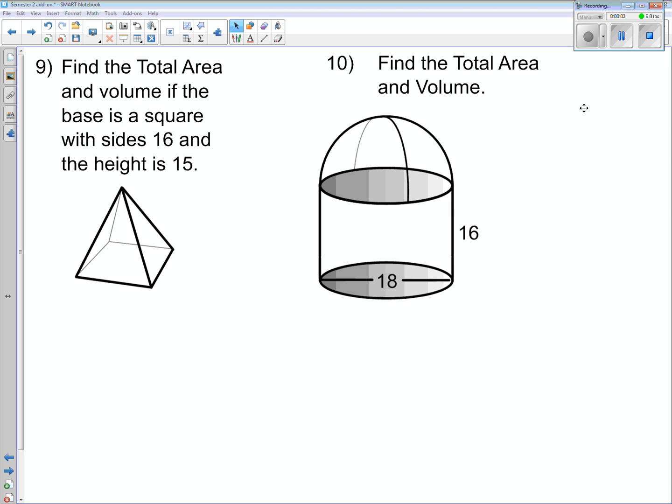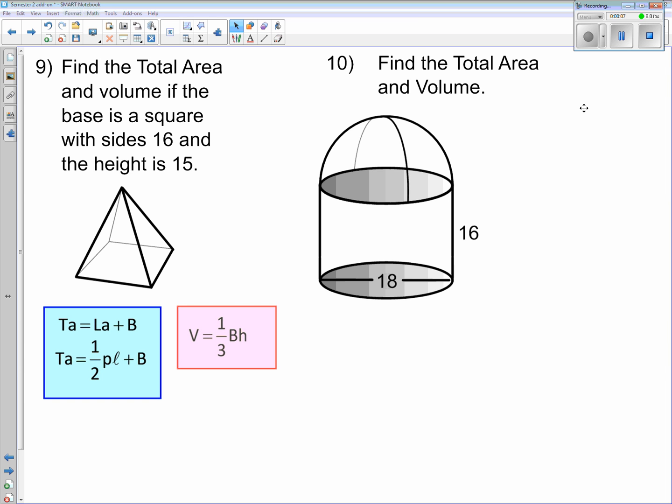The total area and volume of a pyramid. Here's your total area formulas. Here's your volume formula. They told us the height is 15 and the base is a square that's 16 by 16. Now, as far as this goes, I'm going to need the height, which is 15.